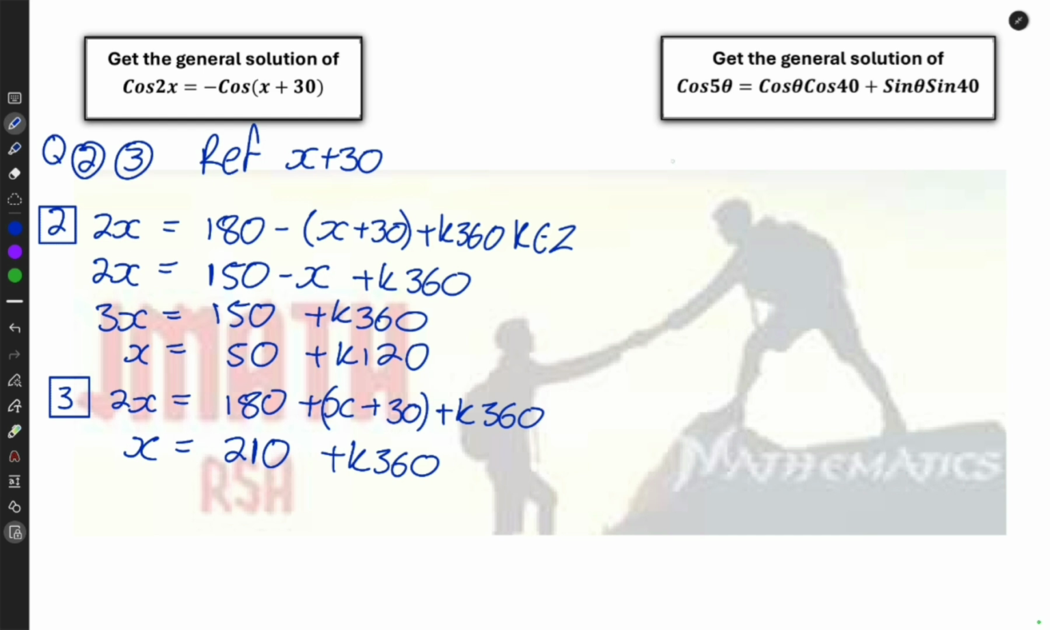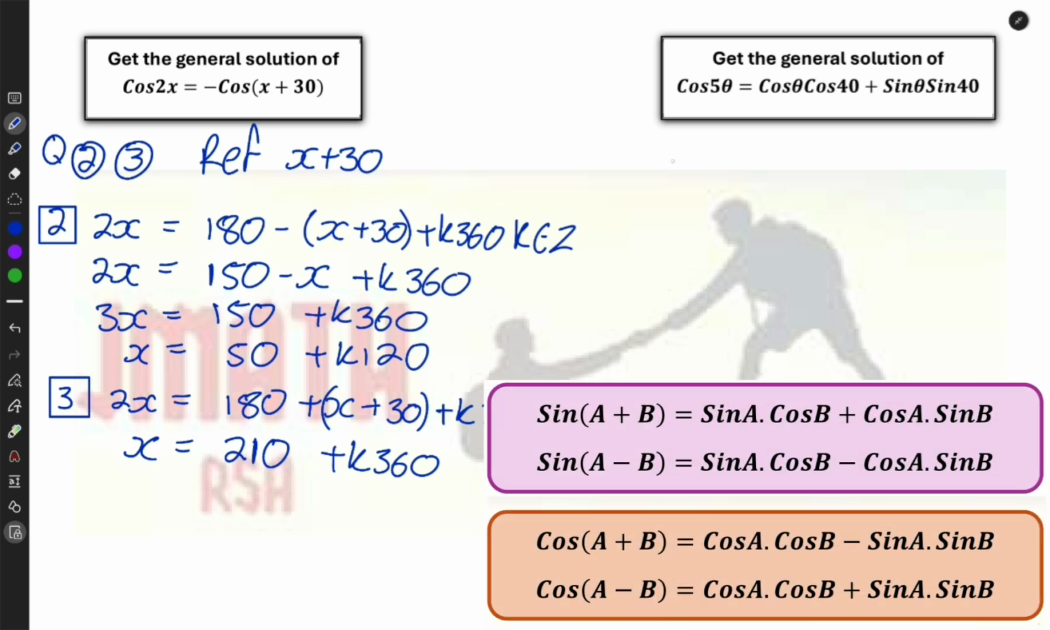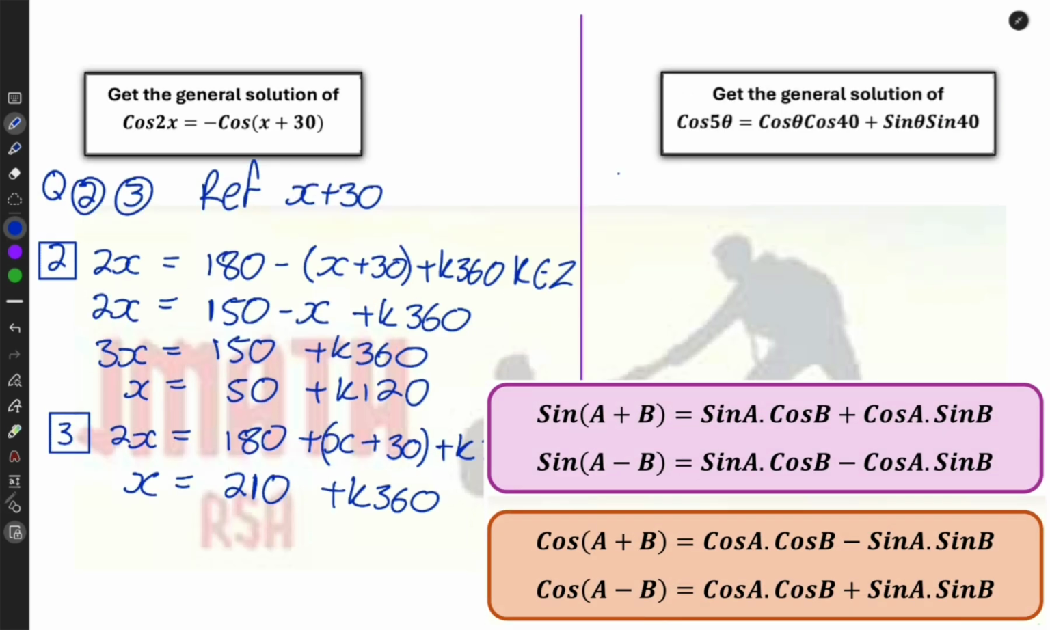Example 3, cos 5 theta is equal to cos theta cos 40 plus sine theta sine 40. Now, normally, you do not have to use your identities like compounds and doubles, but in this case, it would be really tricky if I don't use a compound identity. So I'm going to make it easier for myself and say cos 5 theta is equal to, and now I need to see, it's cos, and there's a plus in the middle. So this I can write as cos of theta minus 40, so a minus b, if I look at the identities.